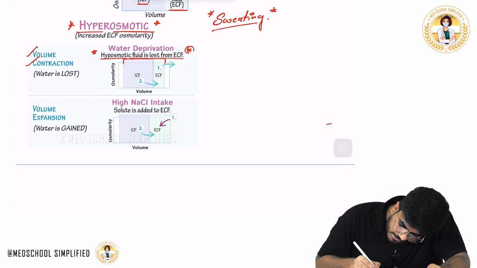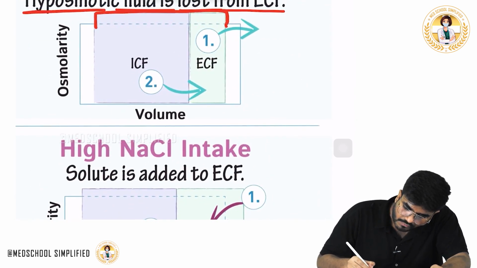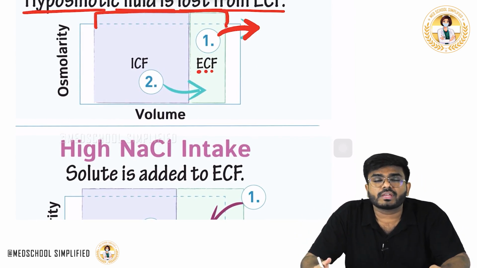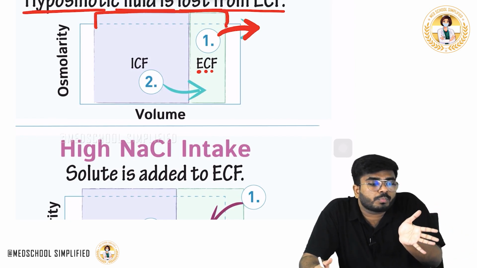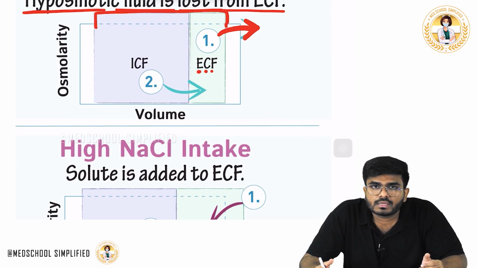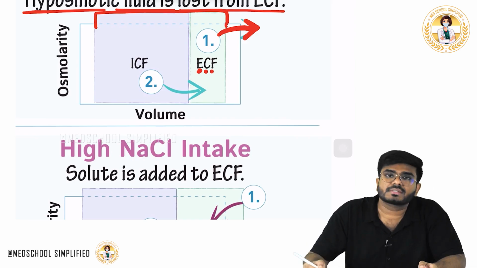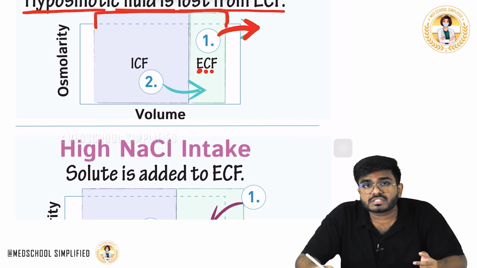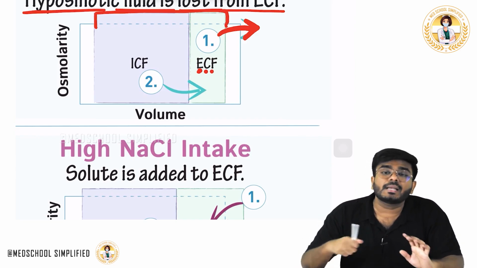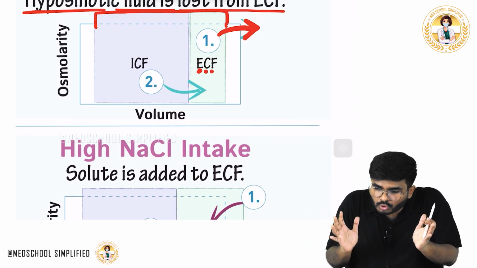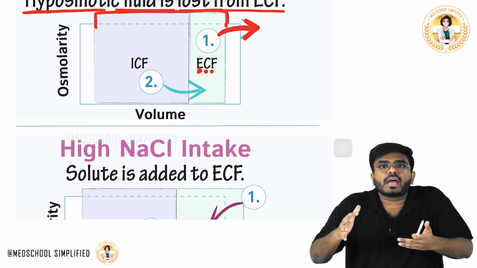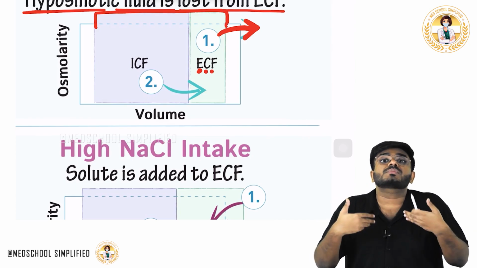See, the first event which I want you to know is that from your extracellular fluid, hypotonic fluid is going out in the form of sweat. Hypotonic fluid going out means relatively more pure fluid is going out. So what happened to the osmolarity of the extracellular fluid? It is getting more and more concentrated, because the pure fluid is going out. So the extracellular fluid now has more osmolarity.